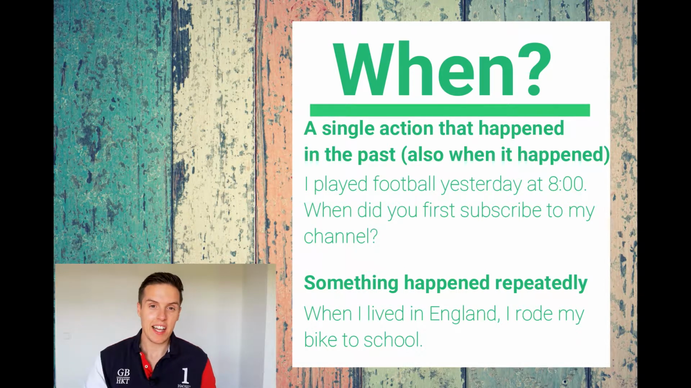And the second rule about the past simple is that we can use it when we want to say that something happened repeatedly in the past. For example, when I lived in England, I rode my bike to school. So I rode my bike to school was 5 days a week. So this is a repeated action in the past. However, we can still use the past simple.